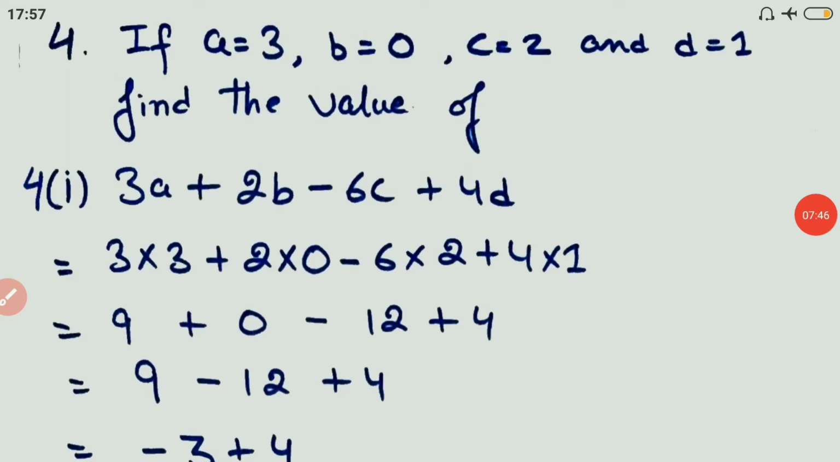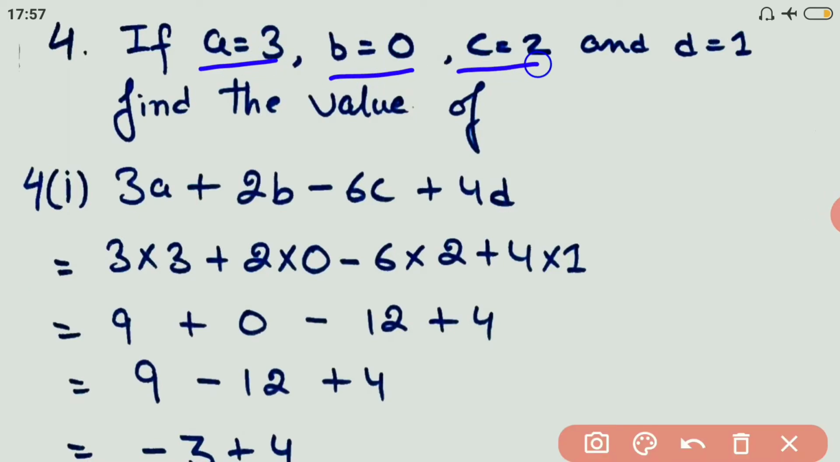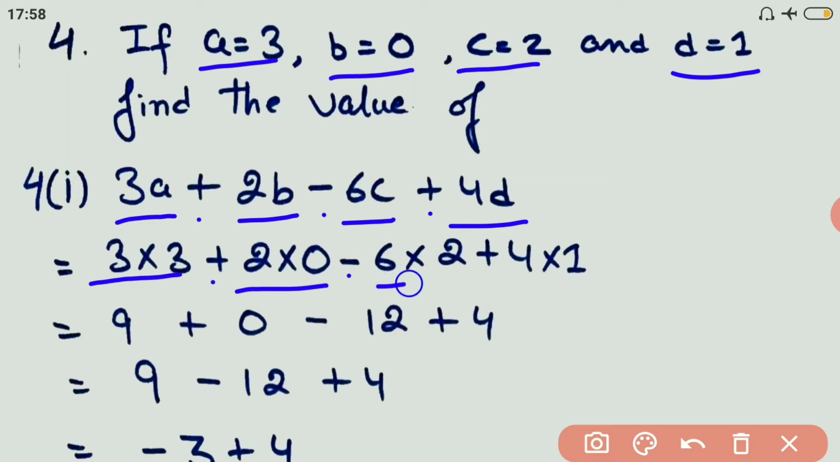Coming to the solution of number 4, here if a equals to 3, b equals to 0, c equals to 2 and d equals to 1. Please remember the values, okay? We have to use these values for all the questions from number 4. 4.1. The question reads as 3a plus 2b minus 6c plus 4d. Now replacing the values of the variables, 3a becomes 3 into 3, plus 2b becomes 2 into 0 because the value of b is 0, minus 6c becomes 6 into 2, plus 4d becomes 4 into 1.